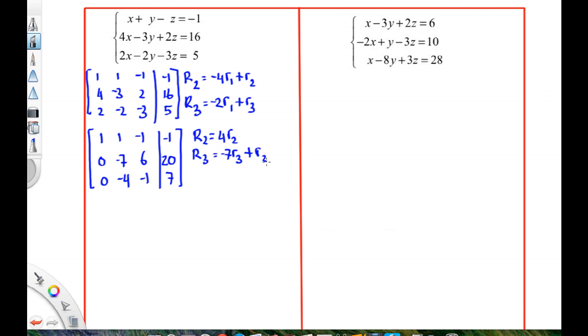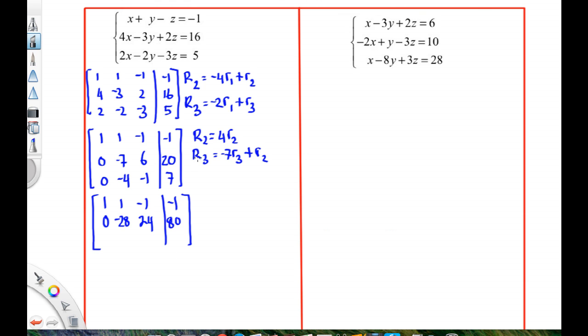And hopefully you'll see what happens over here. Now, the top one doesn't change, right? So it's 1, 1, negative 1, and a negative 1. So my new R2 is actually just 4 times that. And you don't have to write this, but just for us, I think in this case it makes sense. So I'm literally just multiplying all of these by 4. So I get a new R2.